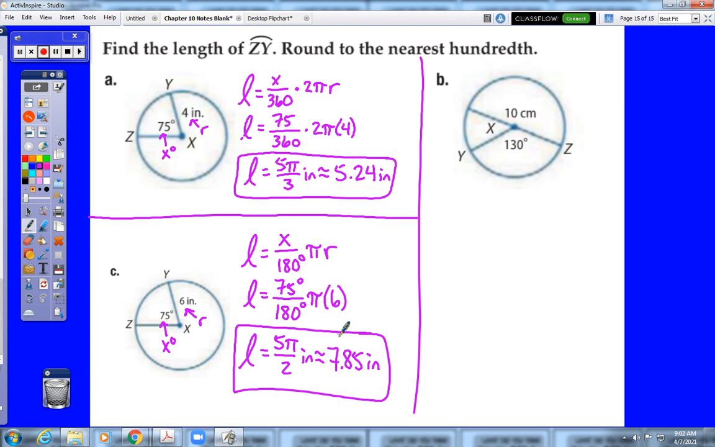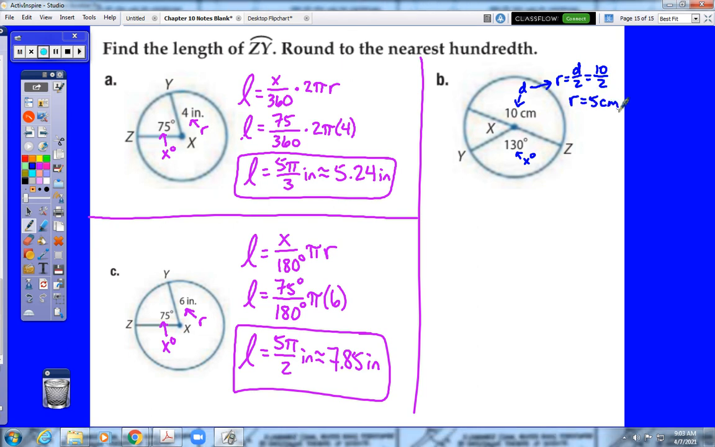All right, on the last example here, just for fun, we'll do it with both equations just to show you it does not matter. Our x is 130 degrees, and our r, well, that's the tricky part. They gave us a diameter, so the radius would be the diameter divided by 2, or 10 divided by 2, so the radius is 5 centimeters. Please watch that. Don't use diameter in an arc length equation because it is not set up for diameter.